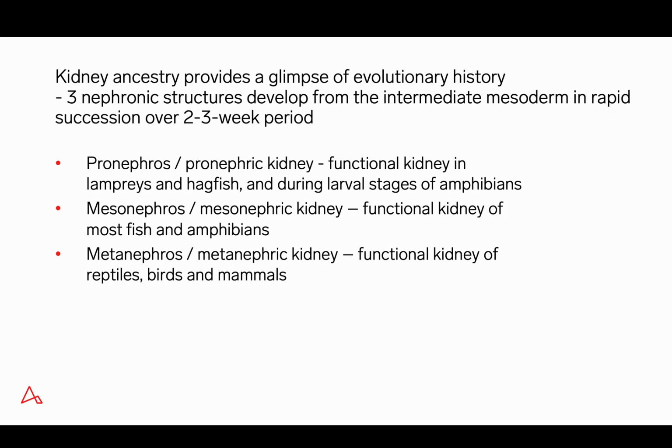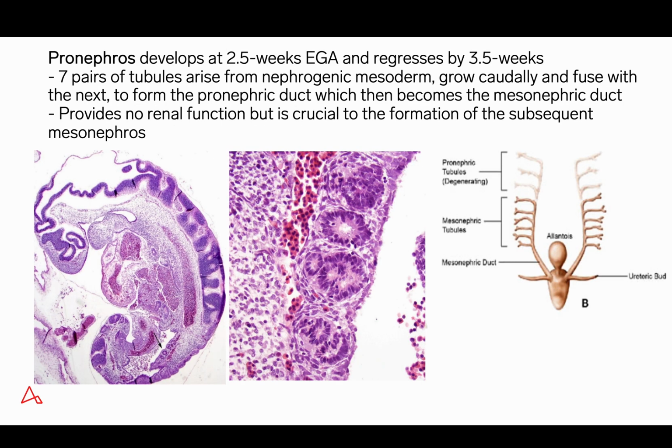The pronephros is actually the functional kidney of a few primitive fish and the larval stages of amphibians. The mesonephros is the functional kidney of most fish and amphibians, while the metanephric kidney is the functional kidney of reptiles, birds, and mammals. So I would like to first demonstrate what these various nephronic structures look like and their evolution. The pronephros develops very early in human embryogenesis.